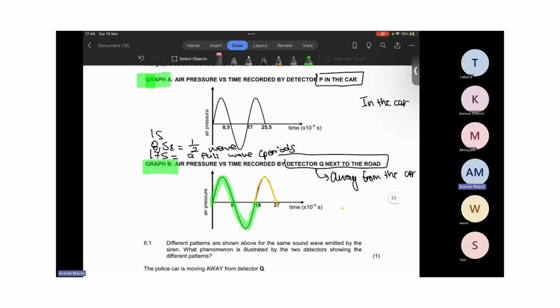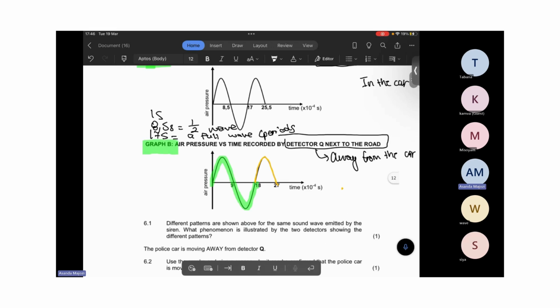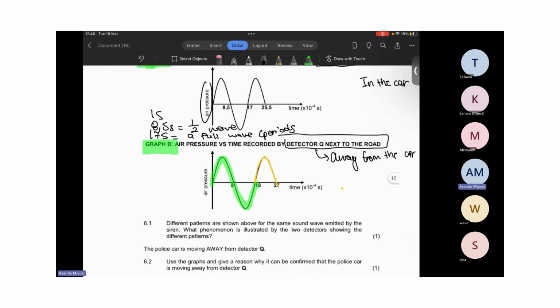Now, getting into the questions. They say that different patterns are shown above for the same sound wave emitted by the siren. So there's a siren coming from the police car, but there are different patterns that are shown. What phenomenon is illustrated by the two detectors showing the different patterns? So this phenomenon, where we're seeing a pattern of air pressure, or basically sound waves, and how they are emitted over time, this is called the Doppler effect.